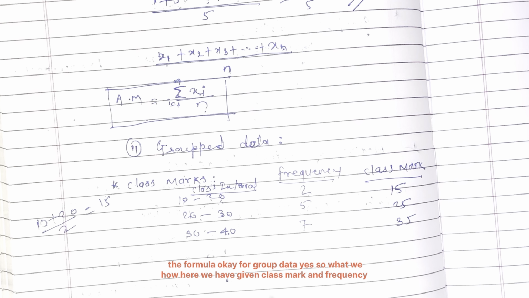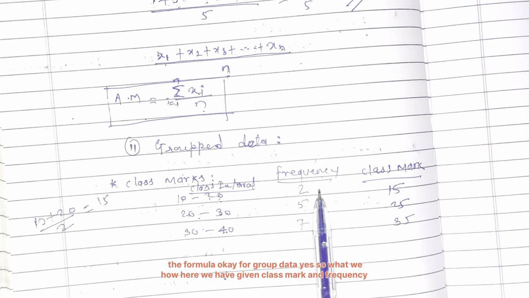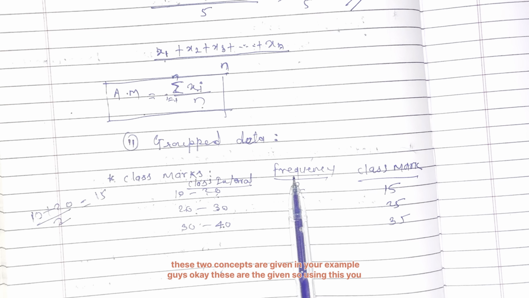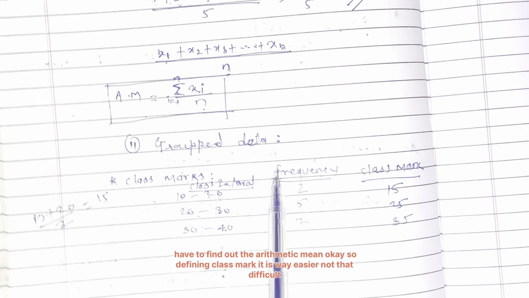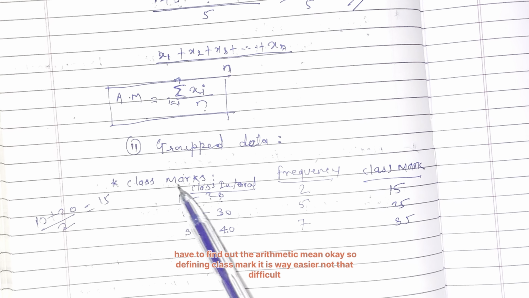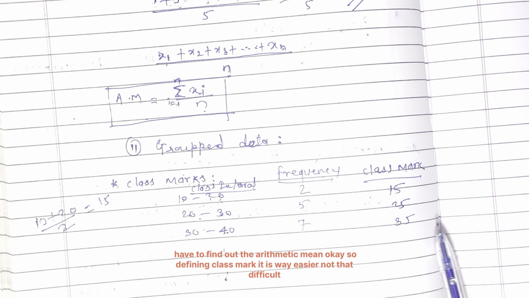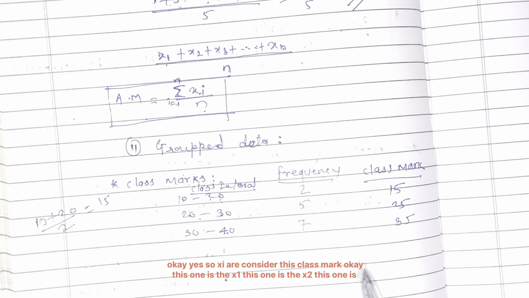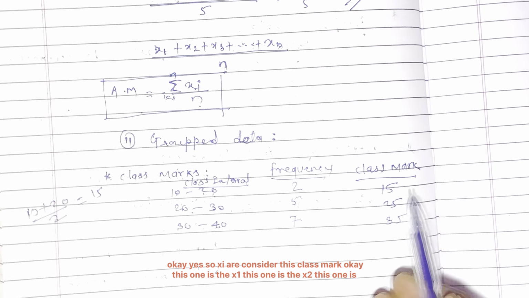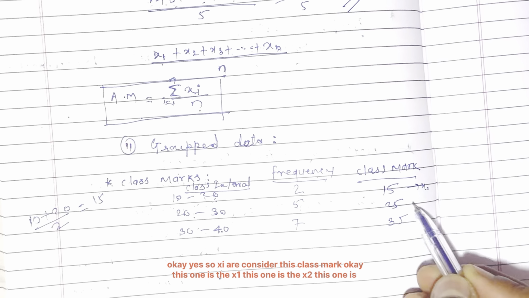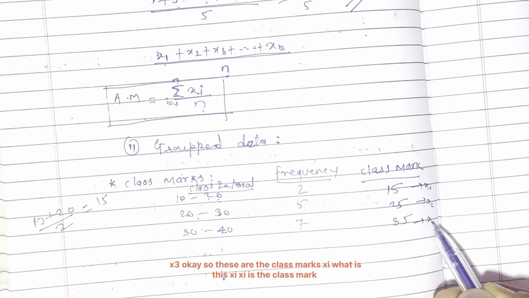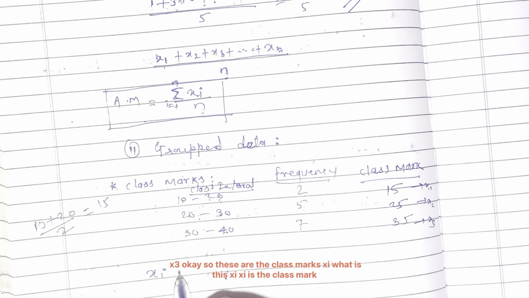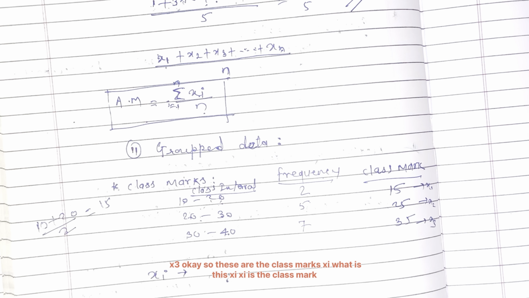What we have here are the class mark and frequency. These two concepts are given in your example, guys. So using these, you have to find the arithmetic mean. Defining the class mark is way easier, not that difficult. Consider this class mark as Xi: this one is X1, this one is X2, this one is X3. So these are the class marks. What is this Xi? Xi is the class mark.